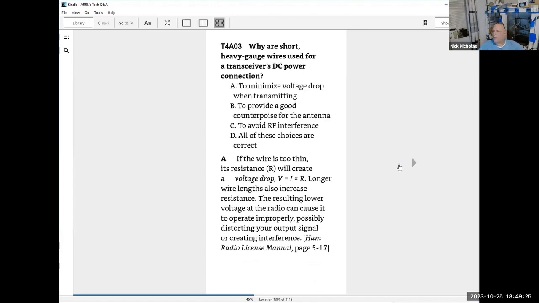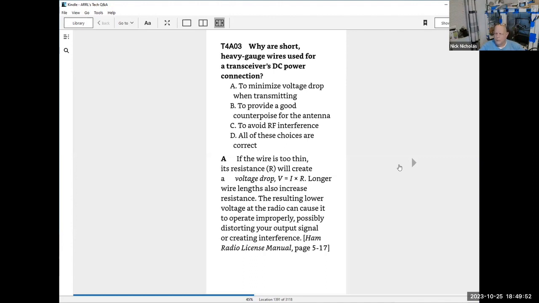What are short, heavy gauge wires used for a transmitter's DC power connection? All right. I covered this for the general class just the other day. A couple things to remember. One is voltage drop, and that's covered here. The answer A is to minimize voltage drop when transmitting.